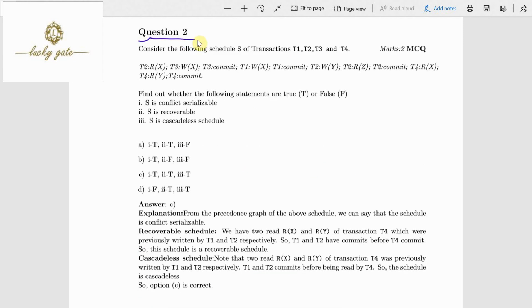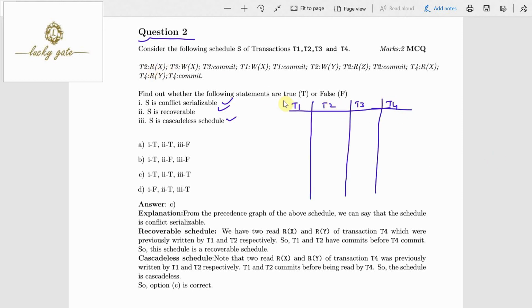Question number 2. Consider the following schedule S of transactions 1, 2, 3, 4. These are the transactions given. Find out whether the following statements are true or false for the given schedule. Now, to find the conflict serializability, recoverability and cascadeless schedule, I suggest it is better to draw the schedule given for these 4 transactions, T1, T2, T3 and T4.